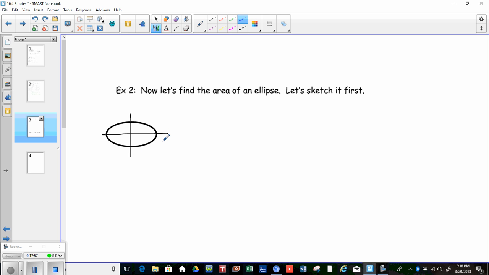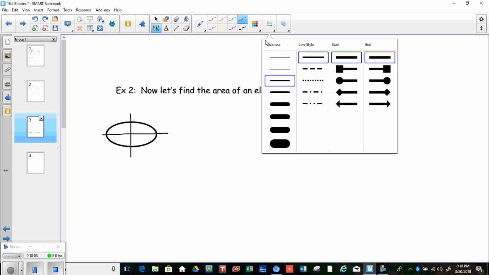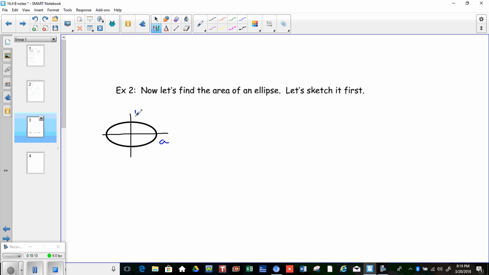And we'll just say, because we don't know, that this distance out here is, oops. No, the distance is not oops. The distance is A. I want to go thin with this pen again. There we go. So the distance here is A. We'll call this distance up here B. So your major axis is A, your minor axis is B. And what we want to do is find the area.